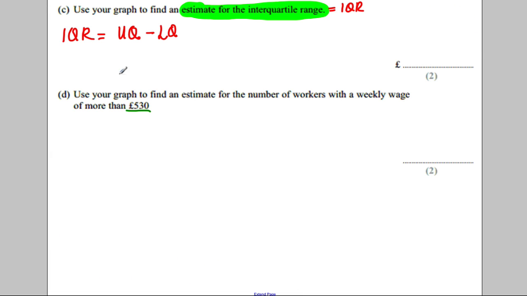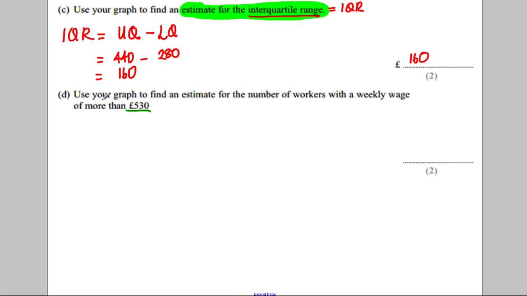Let's go back to here. The upper quartile is 440. Subtract 280 as follows, and we're going to get ourselves 160. So 160 is the estimate for the interquartile range.